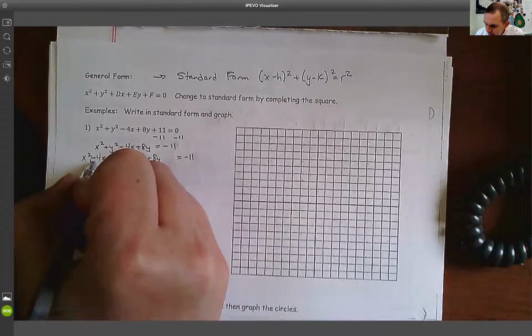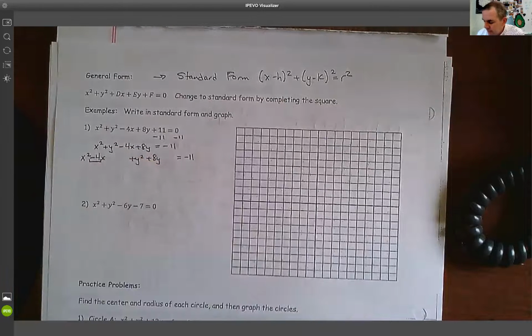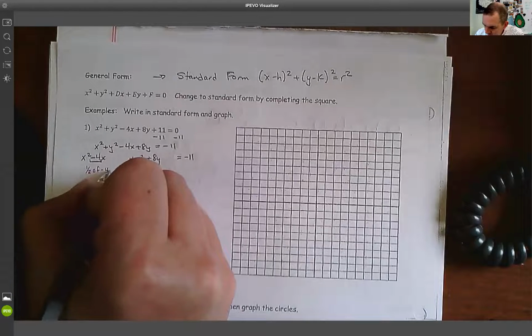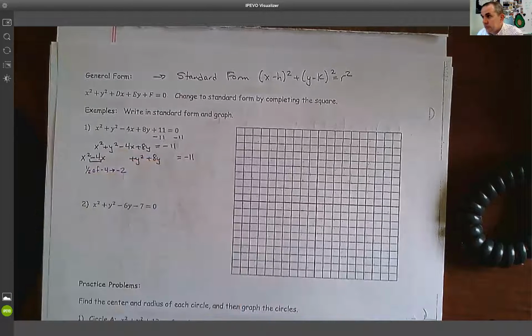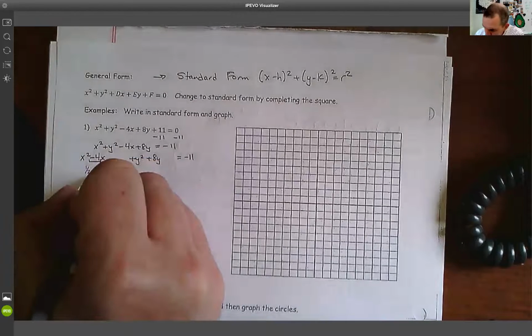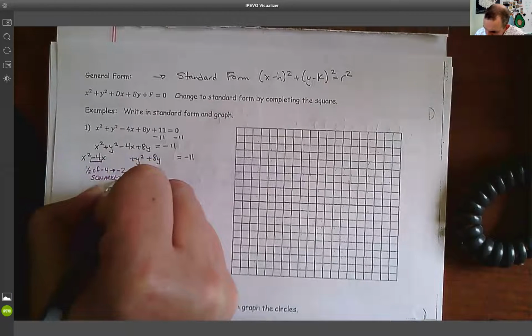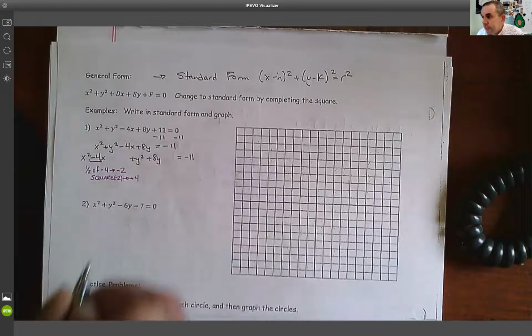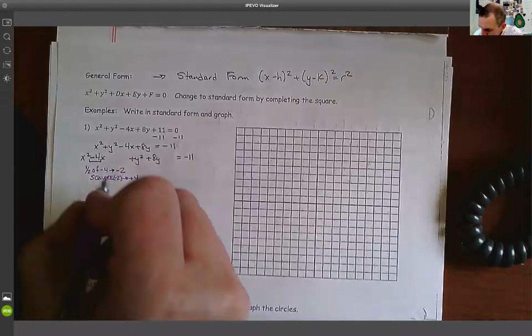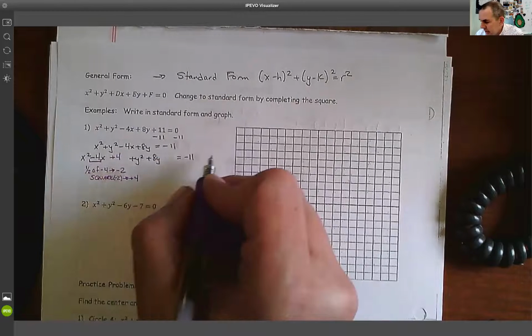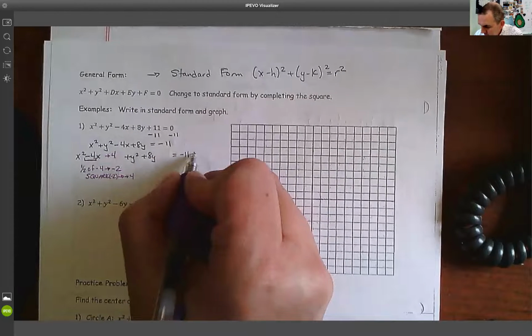The way I do that is I take the number in front of the x, that negative 4. I want to take half of that number. So half of negative 4 gives me negative 2. I want to square that number. When I square negative 2, I'm going to get a positive 4. So I'm going to put a plus 4 here. And in math, if I put something on one side, I need to mirror it on the other side. So I'm going to put a plus 4 there.